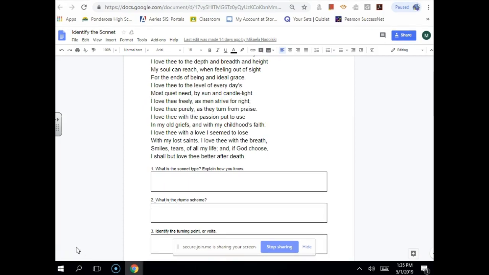When feeling out of sight for the ends of being in ideal grace, I love thee to the level of every day's most quiet need, by sun and candlelight. I love thee freely as men strive for right. I love thee purely as they turn for praise. I love thee with a passion put to use in my old days and with my childhood's faith. I love thee with a love I seemed to lose with my lost saints. I love thee with the breath, smiles, tears of all of my life, and if God choose, I shall but love thee better after death.